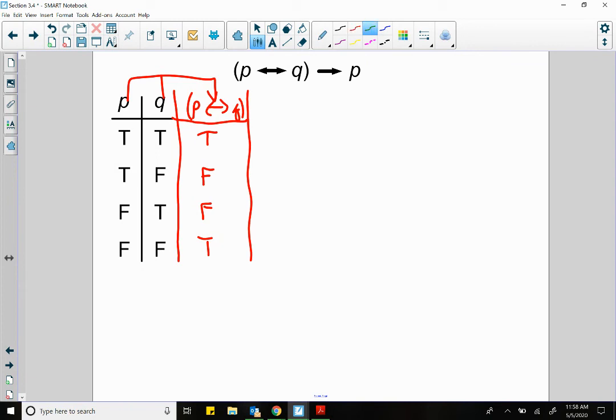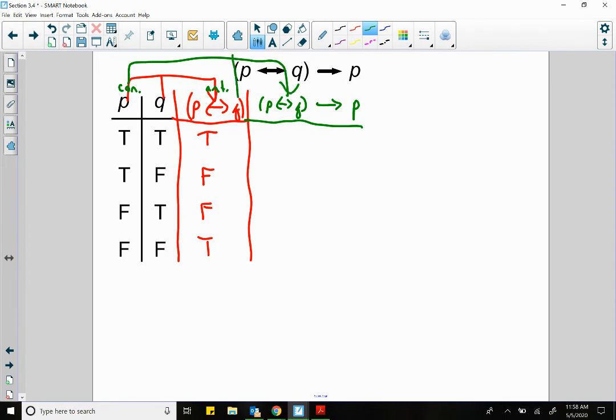Now, we're going to work outside. Do I have any negations out here? No. Do I have any ands and ors? No. I do have a conditional. So we have the parenthesis P, biconditional Q, arrow P. So what this means is the parenthesis, because it is before the arrow, this guy is the antecedent. The P that is after the arrow, that is the consequent. Okay? So we're using these two columns here to help us out.